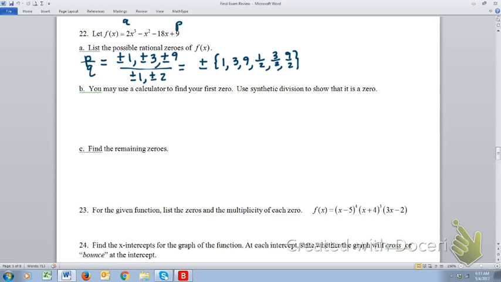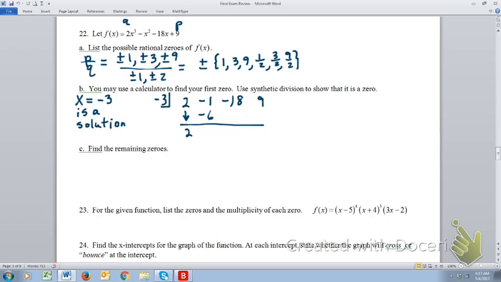Now notice in part B it says you may use a calculator to find your first zero. It should be one of these numbers that we just found as possible zeros. So if you look on the calculator, you should find that -3 is a 0. I should have said 0 there. Let's go ahead and do synthetic division now with -3. So remember we dropped the 2, and then we're going to multiply, and then add, multiply, add, and multiply, and of course we expect to get 0.